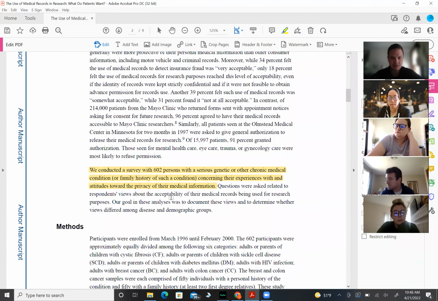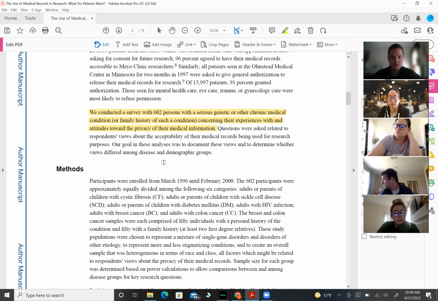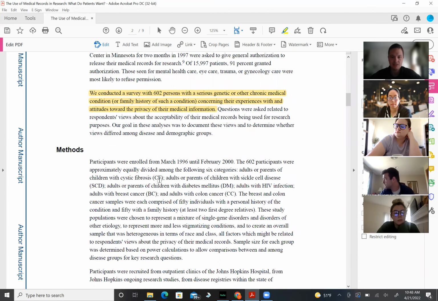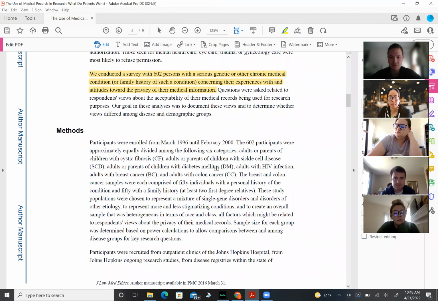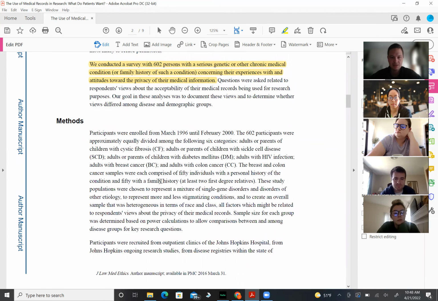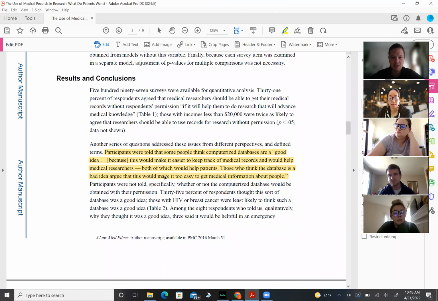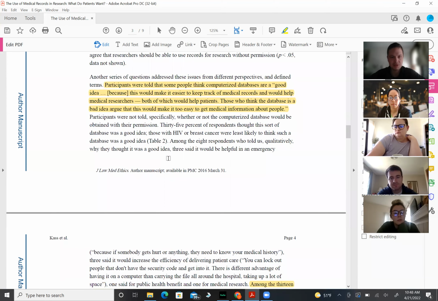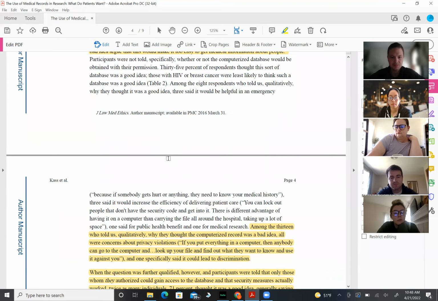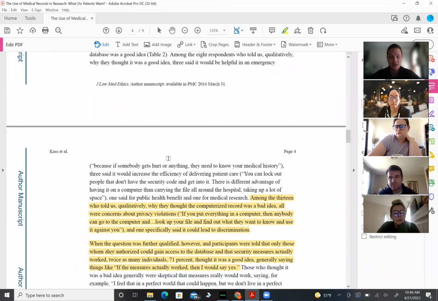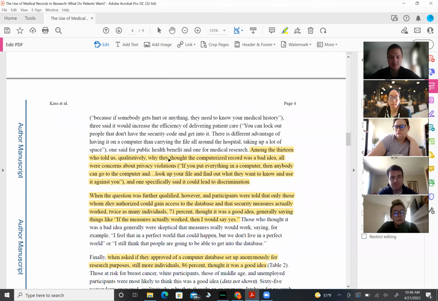The study looked at 602 patients with various illnesses: cystic fibrosis, sickle cell disease, which is actually the main disease we're looking at in our study, which is interesting, diabetes mellitus, HIV, breast cancer, and colon cancer. They posed to them, how do you feel about your records being used? Some of the responses were varied, but some answered with replies such as, if this is going to benefit other people with diseases, I'd be okay with it.